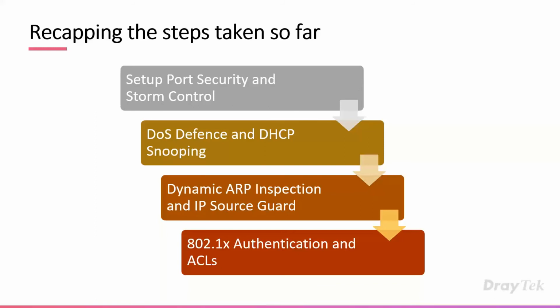Just to recap the steps taken so far, we have looked at port security and storm control. We did some DoS defense and DHCP snooping, some dynamic ARP inspection and IP source guard, and 802.1X authentication and ACLs. There are some powerful insights when referring to DHCP snooping, because having this enables other security features to take decisions in the network. For instance, both the dynamic ARP inspection and IP source guard are using the DHCP snooping database to take further security decisions.